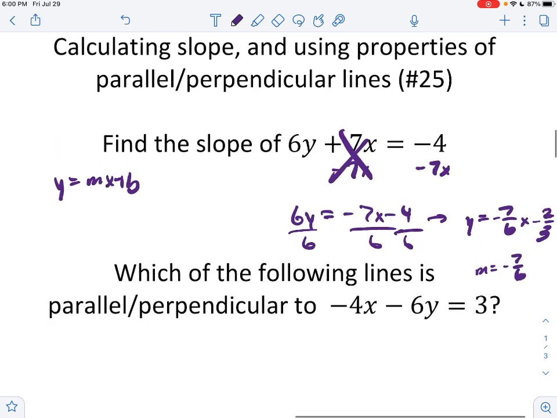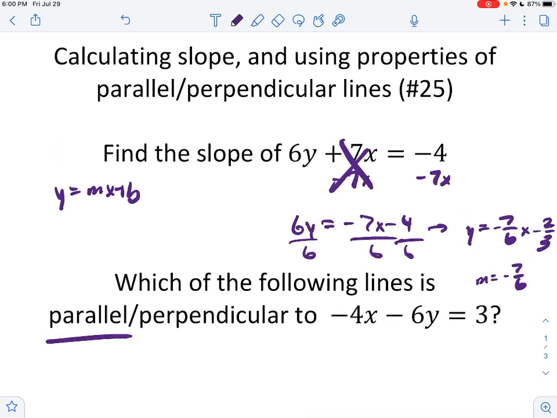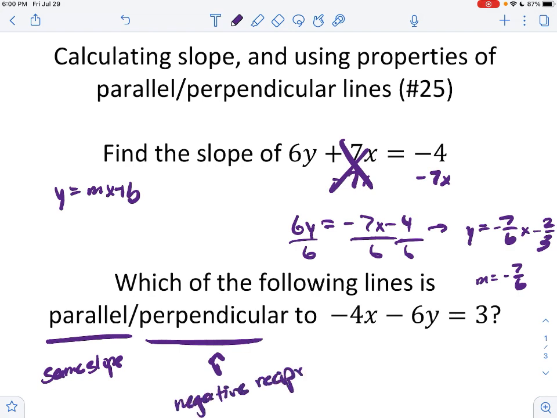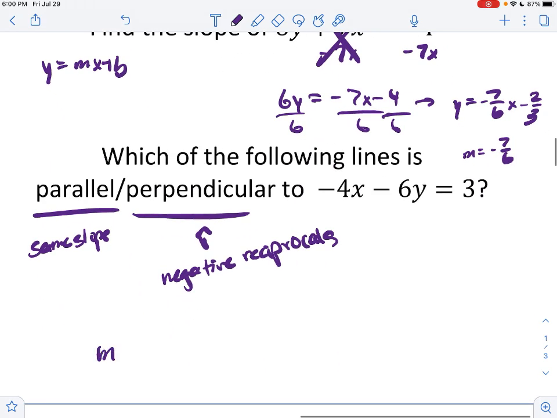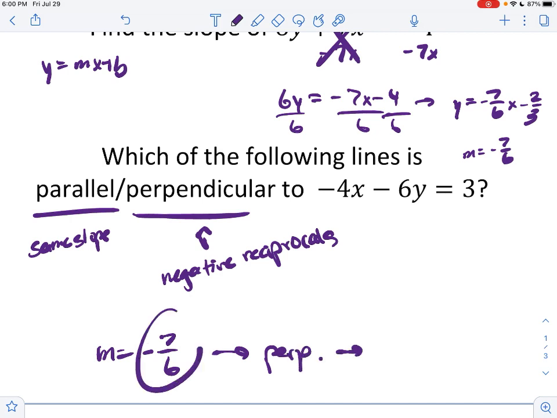The other thing is parallel and perpendicular lines. Parallel lines have the same slope. Perpendicular lines have slopes that are negative reciprocals of one another. That sounds complicated. Let me show you that it's actually very simple. So imagine I have a line that has a slope of negative 7 over 6. If there was a line that was parallel, it would also have the same slope. But if it was perpendicular, it would have a slope that was the negative of this first.